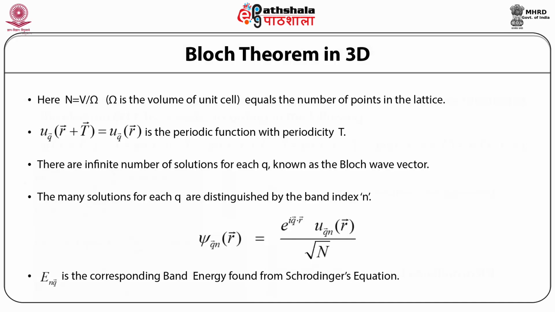together with the corresponding band energy E n q found from the Schrödinger equation. So students, let us summarize what we have learned in this module. In this module, you have studied why the Bloch theory was developed in order to rectify the problems of the Sommerfeld theory. Sommerfeld's theory was dealing with the free electron case, but the Bloch theory deals with an electron moving in a periodic potential. So it is no longer free. It's a nearly free electron.